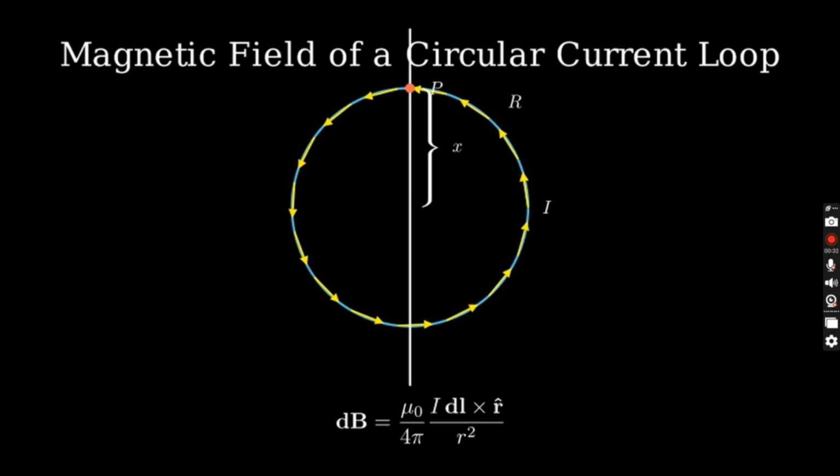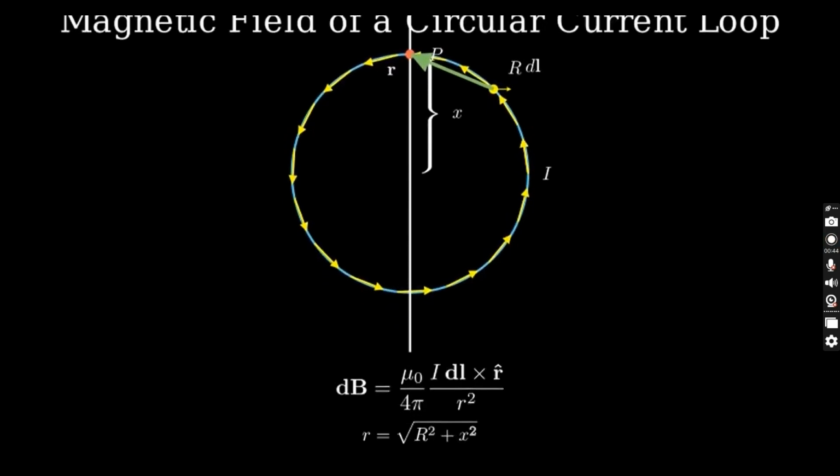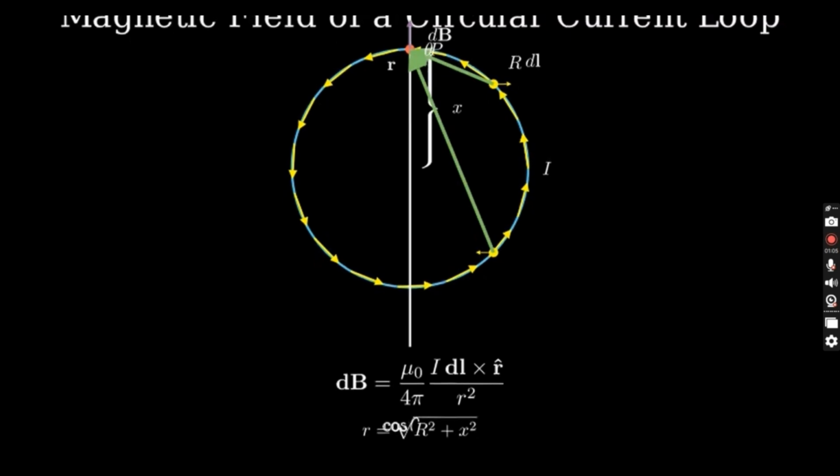The vector r points from this element to point P, and its magnitude is given by the square root of r squared plus x squared. Due to the symmetry of our setup, the horizontal components of the magnetic field from opposite elements cancel out. Only the vertical components contribute to the net field. The vertical component of dB is given by dB times cosine theta, where theta is the angle between r and the axis. Cosine theta equals x divided by r.